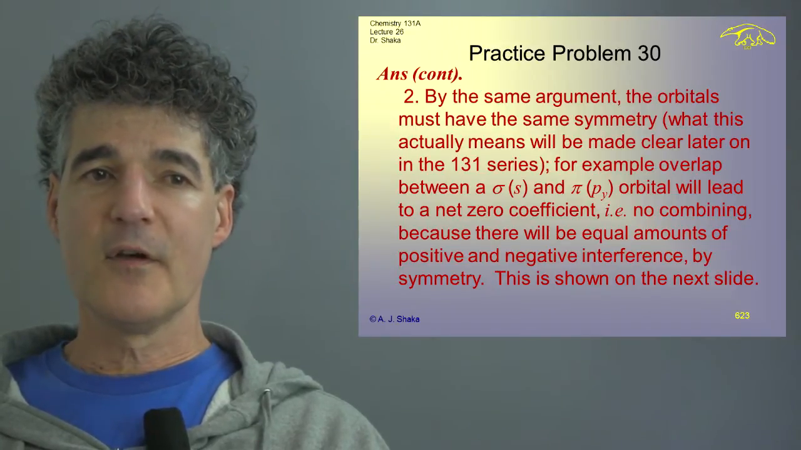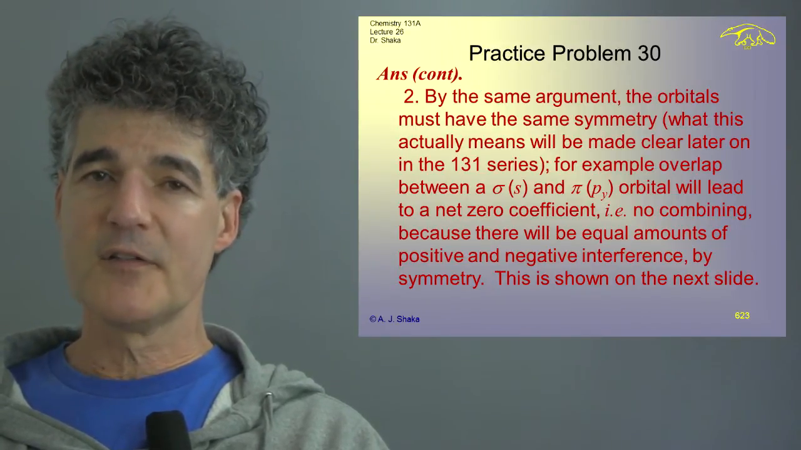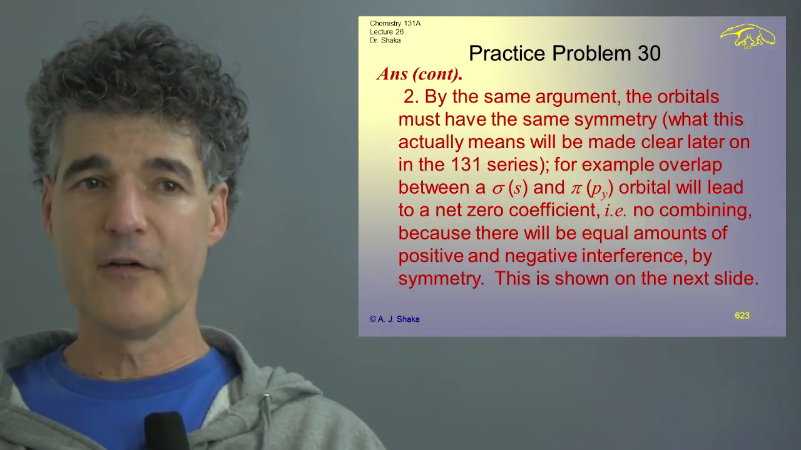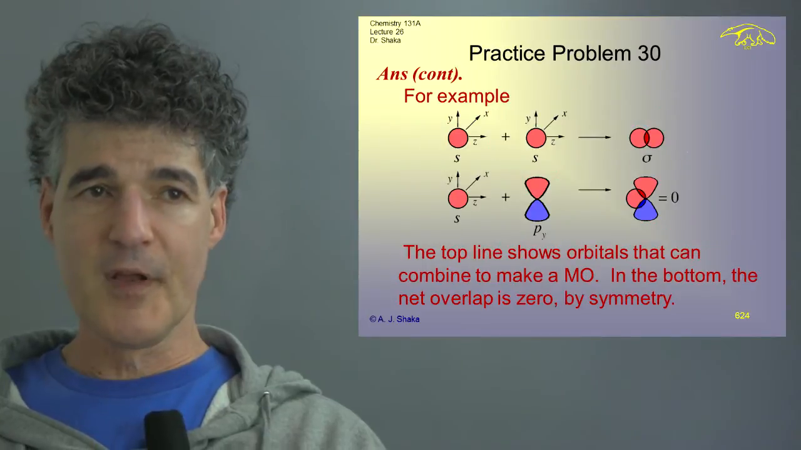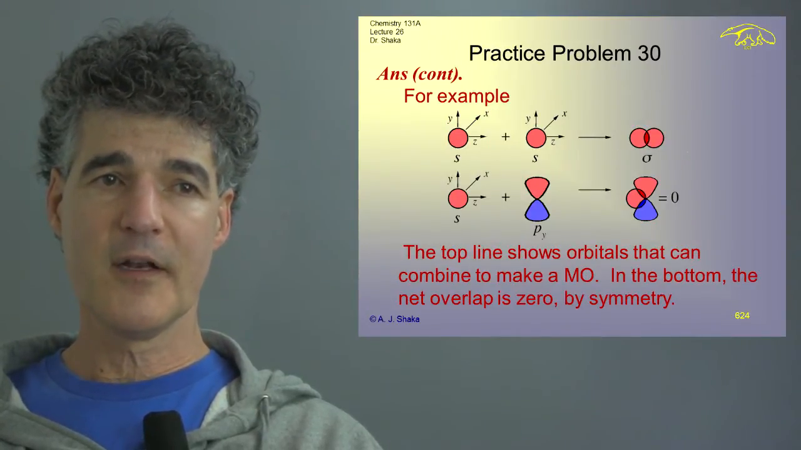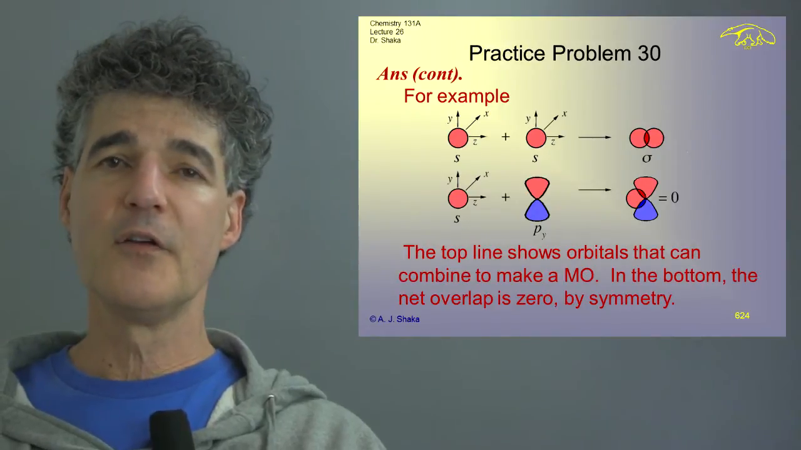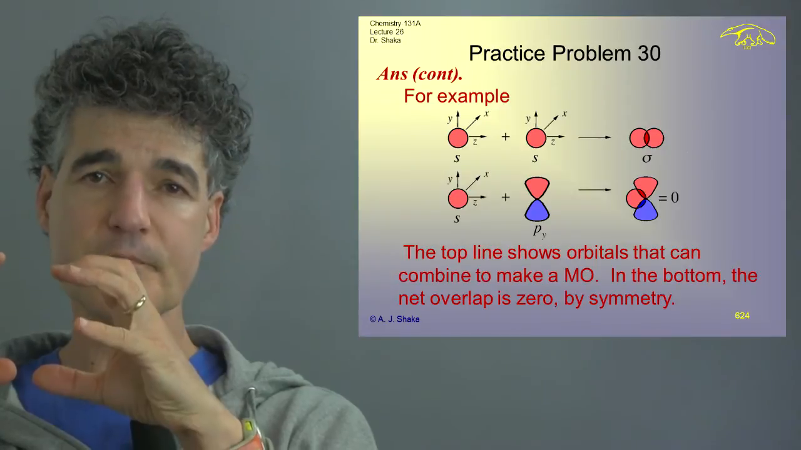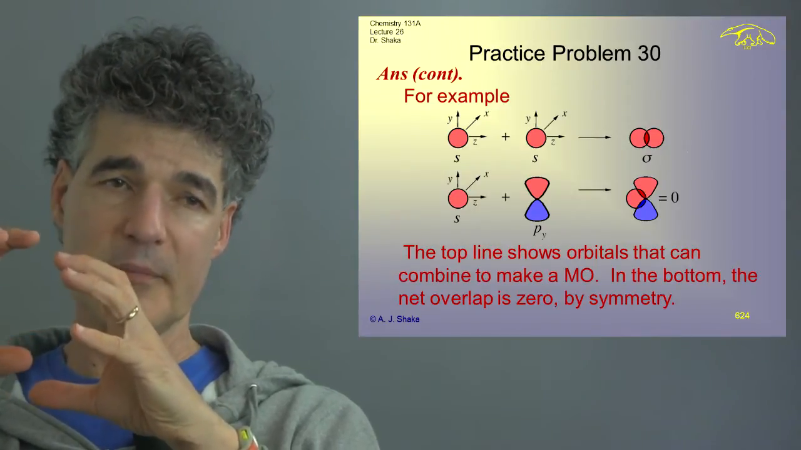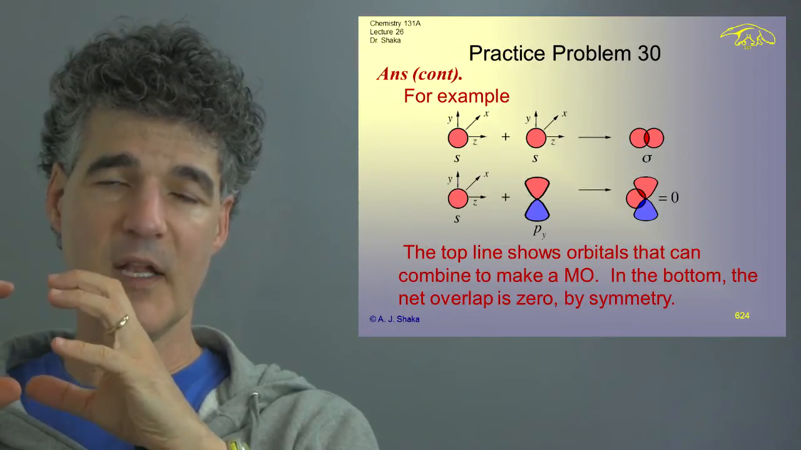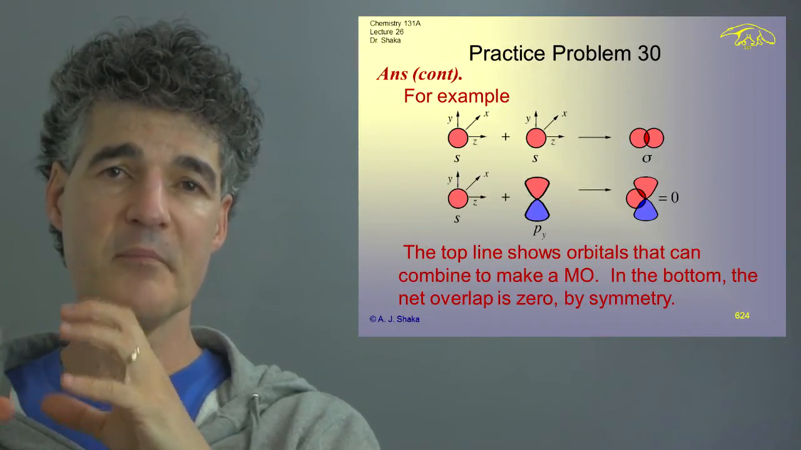And so there won't be any combining, because you're going to get equal amounts of positive and negative interference by symmetry. So on this slide 624, for example, if I take two s orbitals and combine them in phase, then I get a buildup. So there's net overlap there, and they can interact and form a molecular orbital of symmetry sigma.